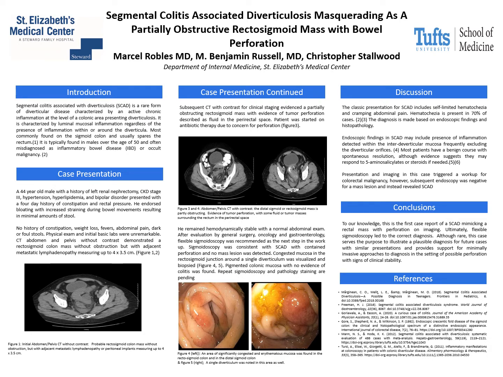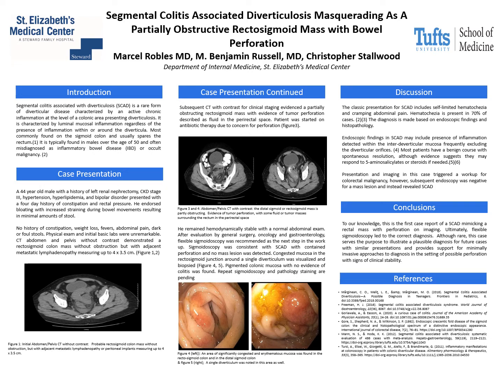In it, an area of significant congested and erythematous mucosa was found in the rectal sigmoid colon and in the distal sigmoid colon. A single diverticulum was noted in this area as well. Biopsy of the mucosa was taken and no evidence of malignancy or mass was found. In the pathology report, sigmoid inflammation with colonic mucosa with iron deposits within the lamina propria consistent with prior hemorrhage or congestion was found, with no evidence of malignancy.